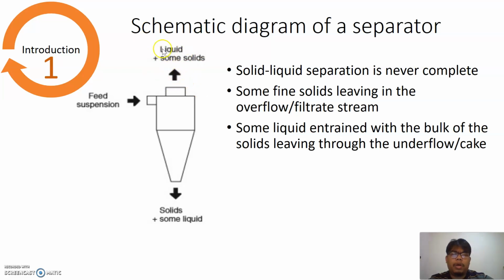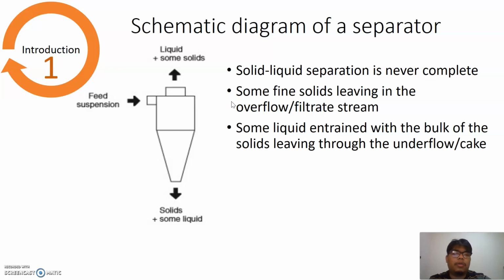So why do we have liquid plus some solid, and solid plus some liquid? Can we get 100% solid or 100% liquid? The answer is no, because the solid-liquid separation is never complete. So there might be a certain percentage of solid that will be in the separator, and there is a percentage of liquid in the precipitate.